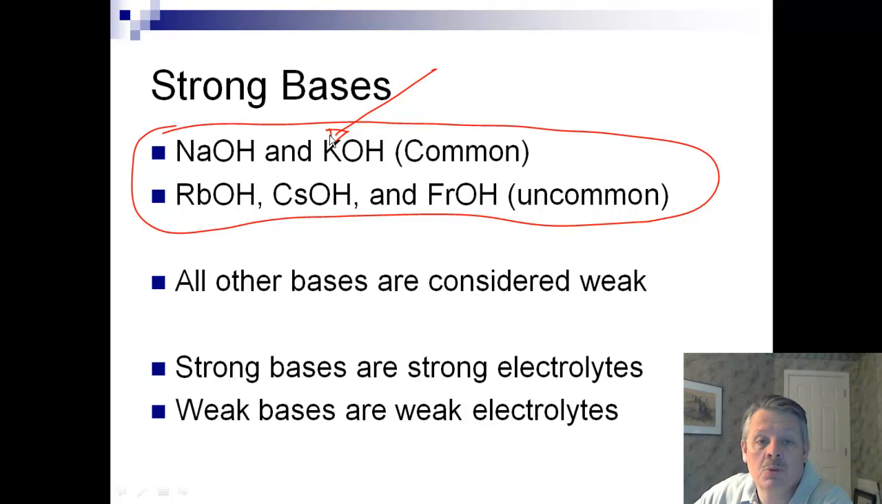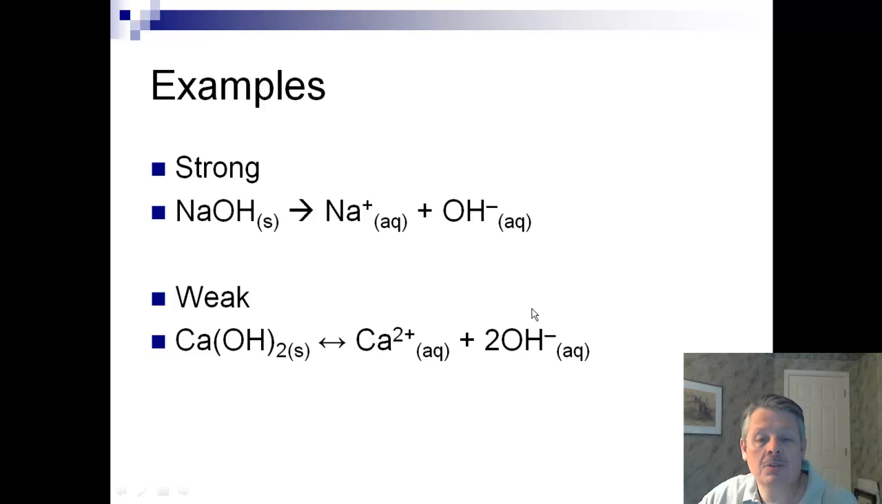Right? But the 2 that we use all the time are sodium hydroxide and potassium hydroxide. All other bases, for all intents and purposes, are considered weak. And we know that strong bases are strong electrolytes and weak bases are weak electrolytes. So, how do we draw these?